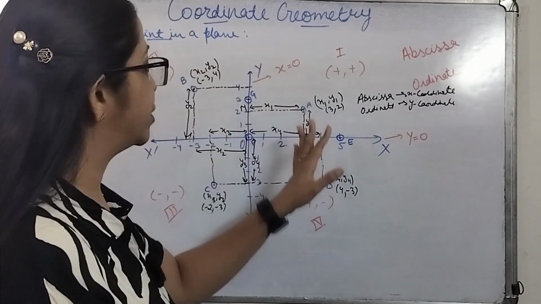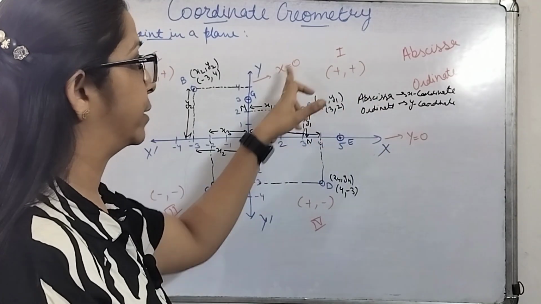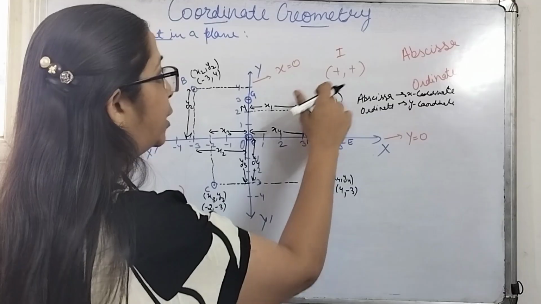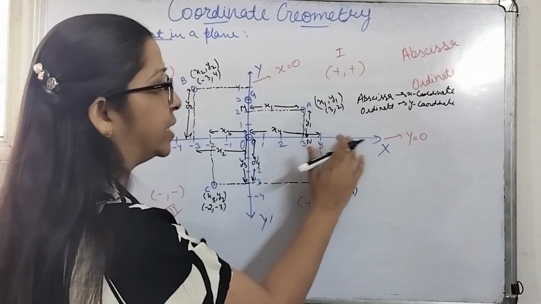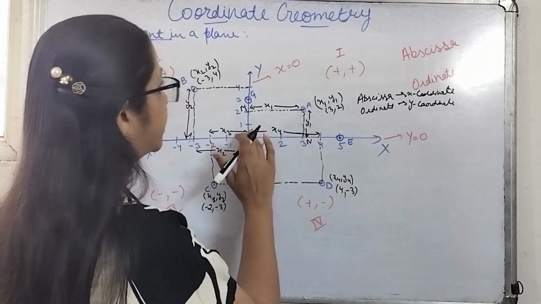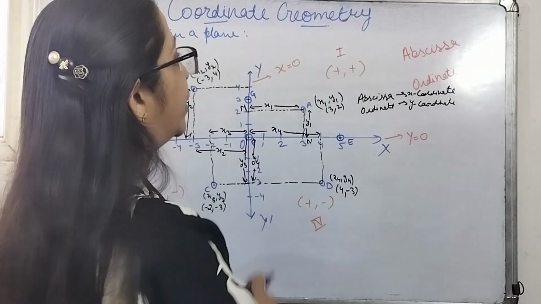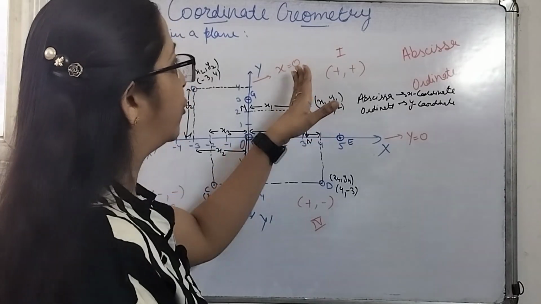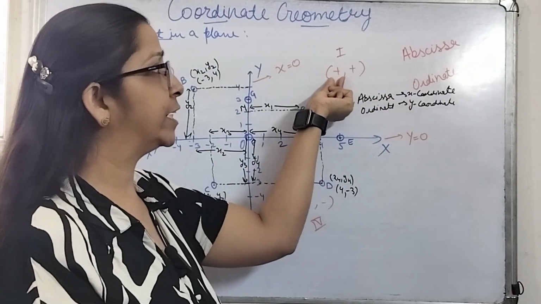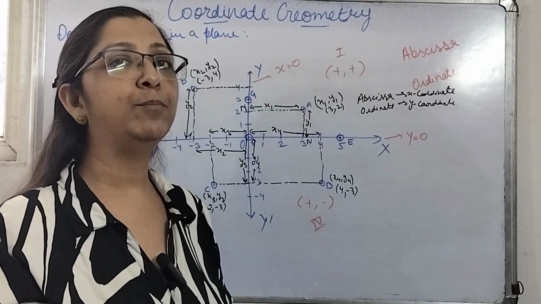Now, if we look over here, whatever point lies in the first quadrant will be of the form (plus, plus). That means it is enclosed between the positive x-axis and the positive y-axis. This is the positive x-axis, this is the positive y-axis. So this is the area where the point will lie. So the form of the point will be (plus, plus). That means the x coordinate will be any positive real number and the y coordinate will also be any positive real number.